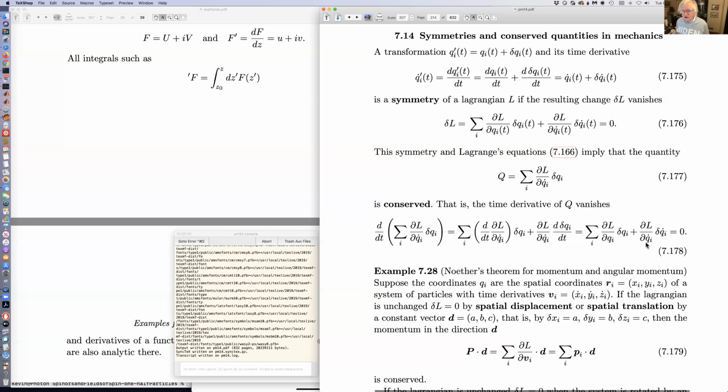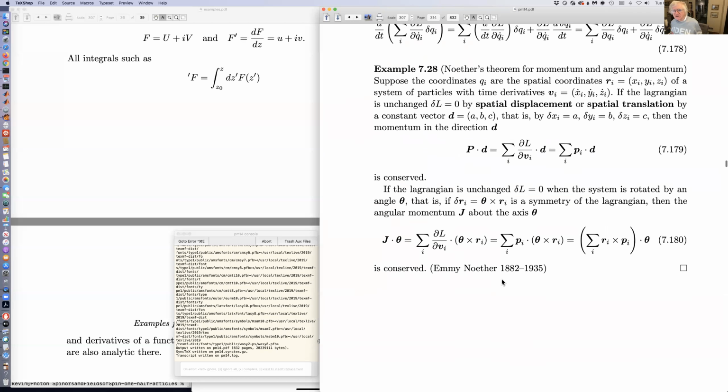So this is so because DL vanishes, which is the symmetry condition, the time derivative of Q vanishes. All right, so let me try to restate this. If you have a symmetry defined this way, then DL defined this way vanishes, and this quantity, Q, which is the momenta times the changes in coordinates associated with the symmetry, is conserved. So I think we need a couple of examples.